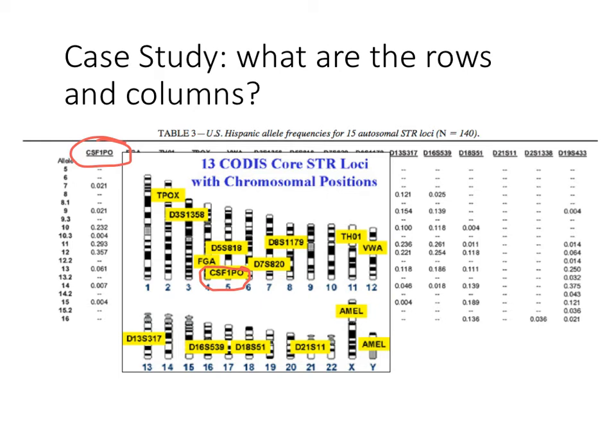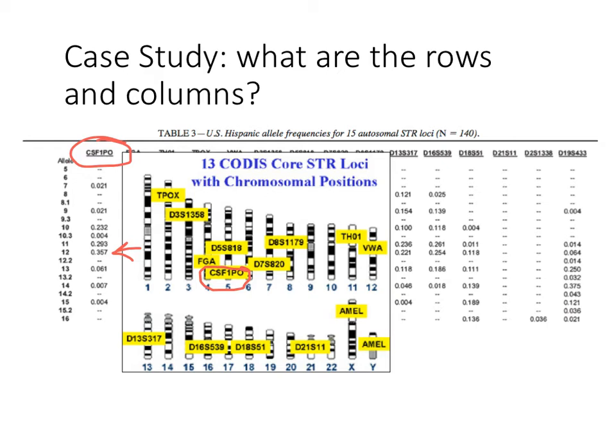So what's the most common allele in the US Hispanic population at that part of chromosome 5, just focusing on this column on the left side? What's the most likely allele that you would find in a US Hispanic individual? 12? It's whatever the biggest number is, so yeah, 12, 0.357. So fully a third of people that were identified as US Hispanic individuals had that number of copies of that part of their chromosome 5.